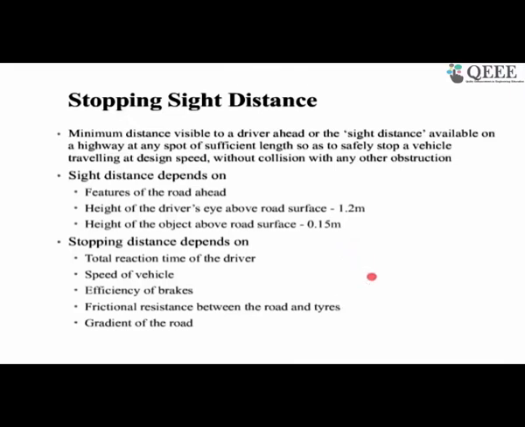If you look into the stopping sight distance, it will definitely depend on the total reaction time, because that is the lag time when the vehicle is traveling at the same speed. Then the speed of the vehicle: if a vehicle is at a higher speed, the lag distance is going to be more, and the braking distance is also going to be more, because it needs to come from that speed to the lower speed. Efficiency of the brake, that is also needed. The friction resistance between the tire and the road is also needed, because if the friction is less, it will take more distance. If the friction is more, it will take less distance. And the gradient of the road, the physical characteristic of the road, as I told you.